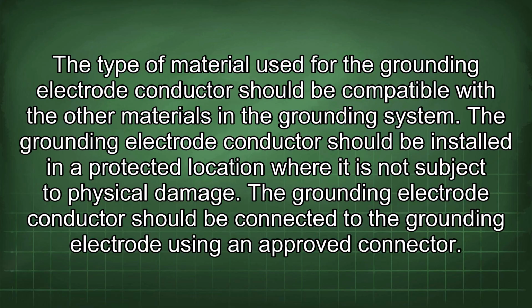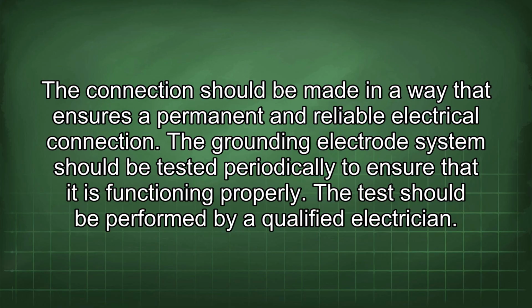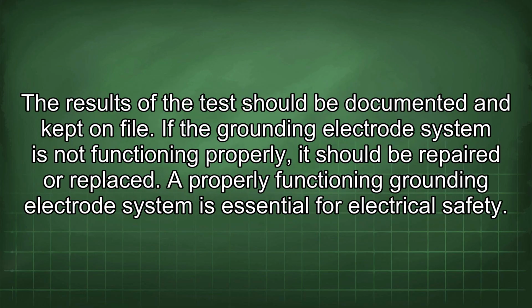The grounding electrode conductor should be connected to the grounding electrode using an approved connector. The connection should be made in a way that ensures a permanent and reliable electrical connection. The grounding electrode system should be tested periodically to ensure that it is functioning properly. The test should be performed by a qualified electrician. The results of the test should be documented and kept on file. If the grounding electrode system is not functioning properly, it should be repaired or replaced. A properly functioning grounding electrode system is essential for electrical safety.